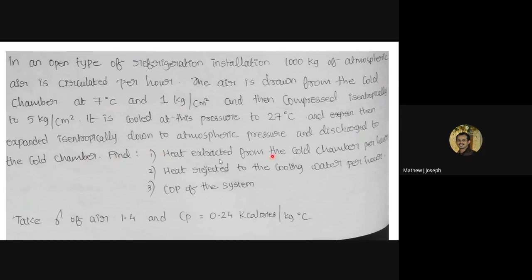Point 1. Heat extracted from the cold chamber per hour. 2. Heat rejected to the cooling water per hour. 3. COP of the system.